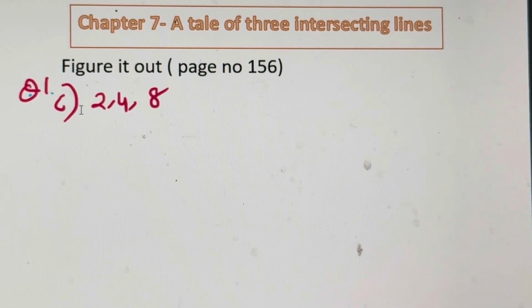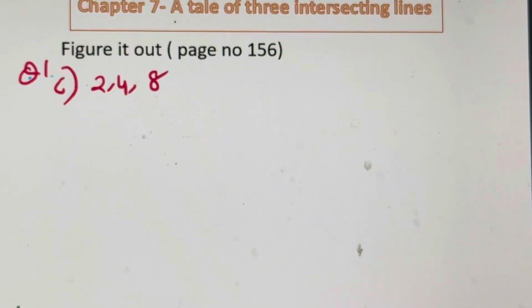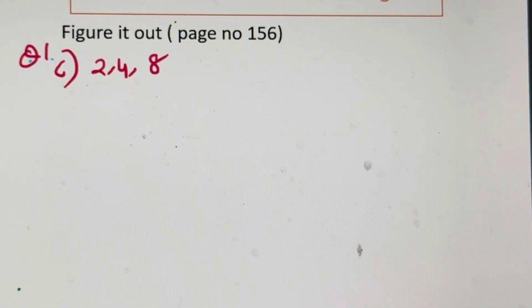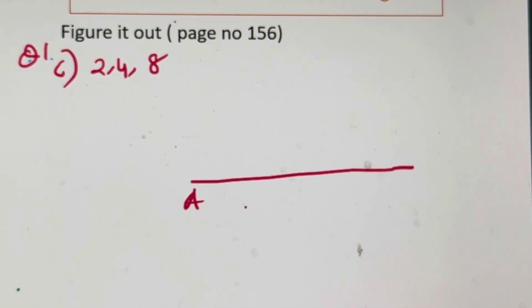Question number 1C, the lengths are 2, 4 and 8. So the rule is we take the greatest as the base length. So we take 8 centimeter as the base length. So suppose this is A, this is B, this total is 8 centimeter, right, from A to B.